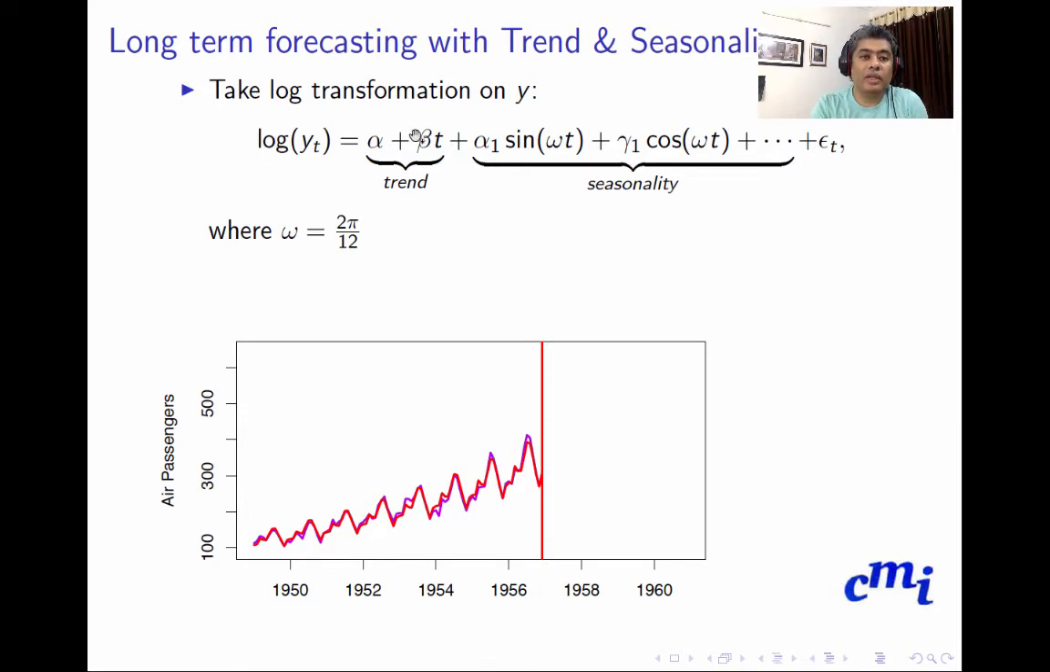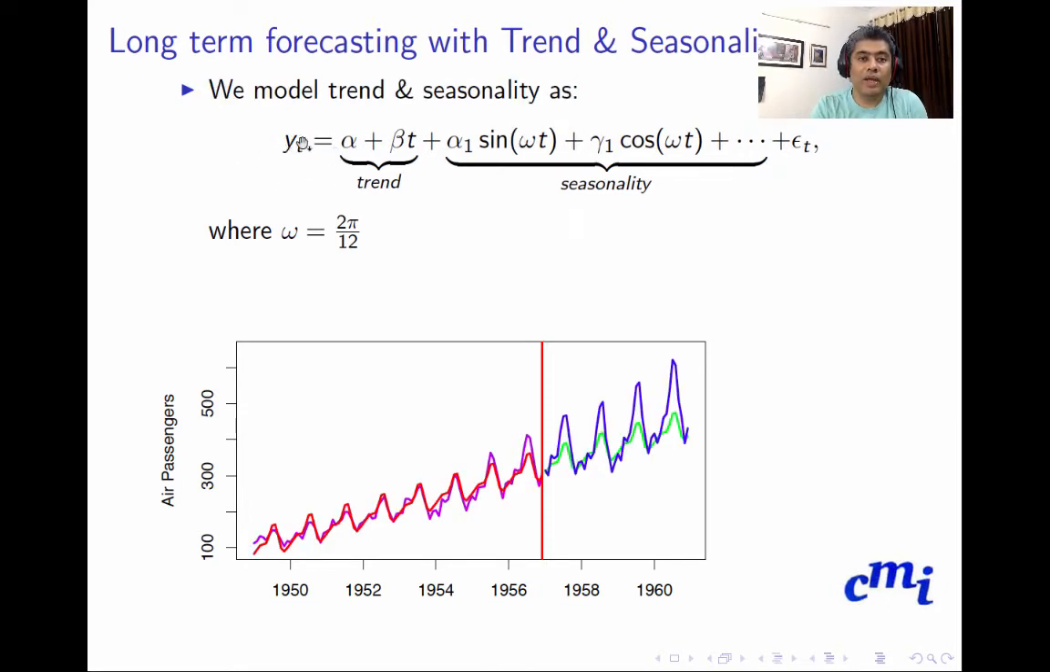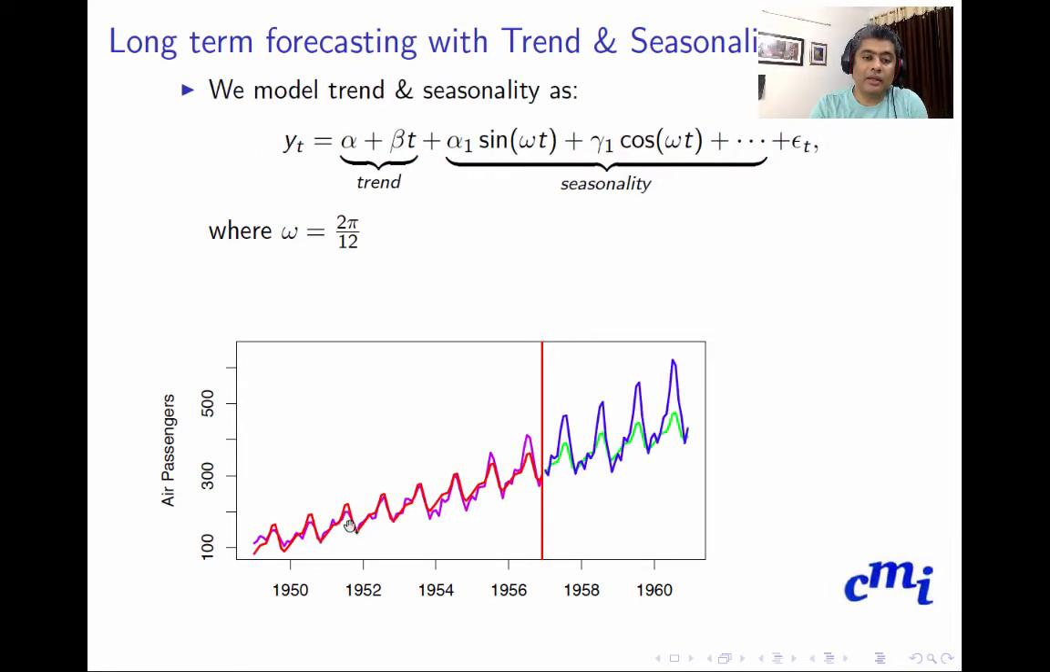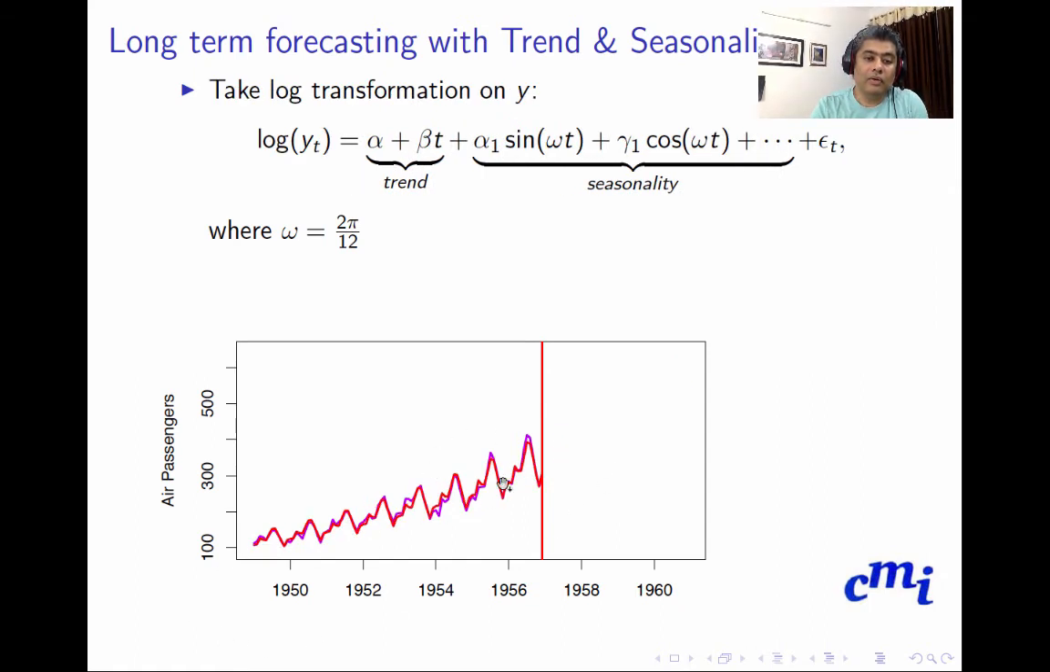If we model it in this way, so previously we were modeling yt directly as a function of trend plus seasonality plus some white noise. Now we are modeling it as log y equal to trend plus seasonality plus white noise. Now if we do that, it looks like it does slightly better than previously.